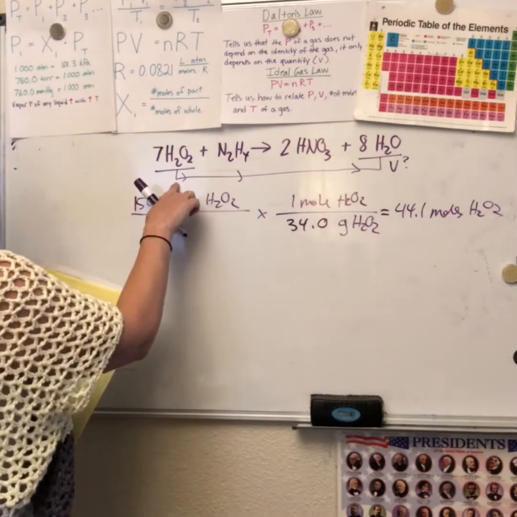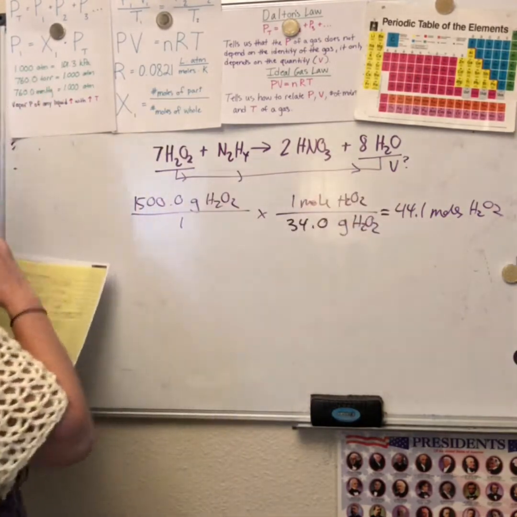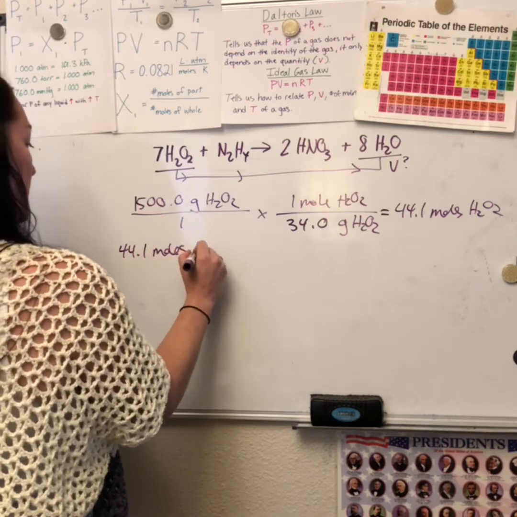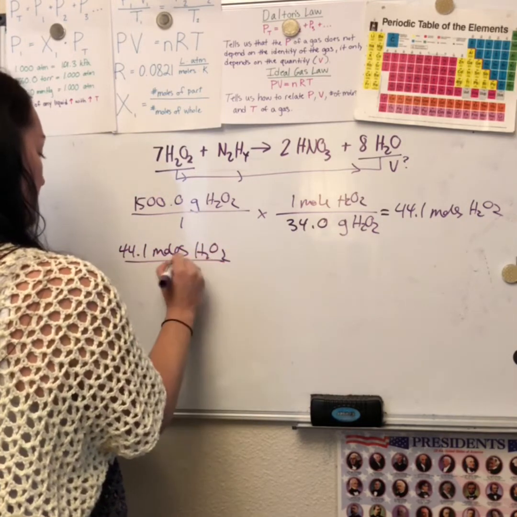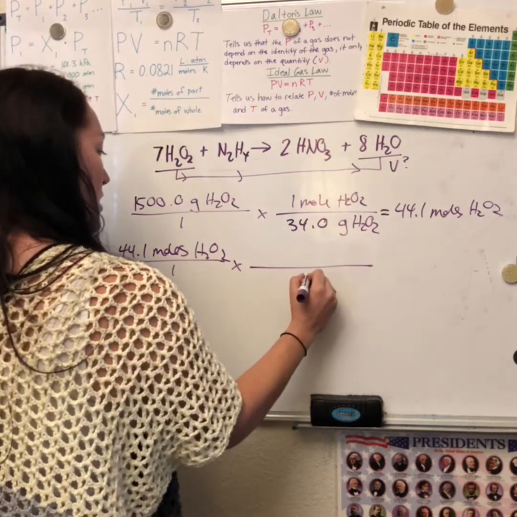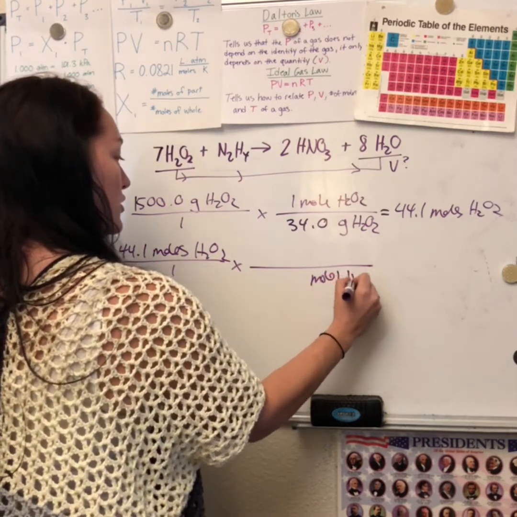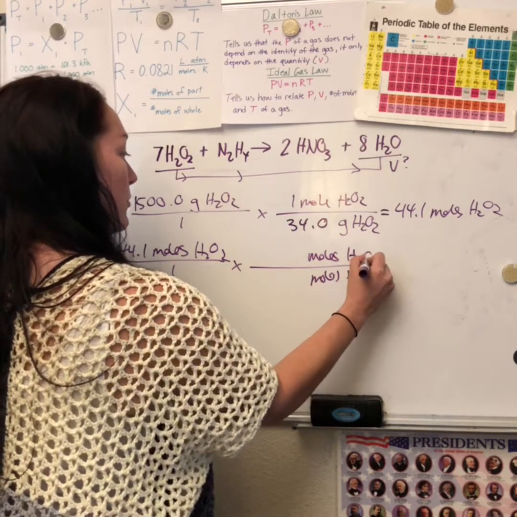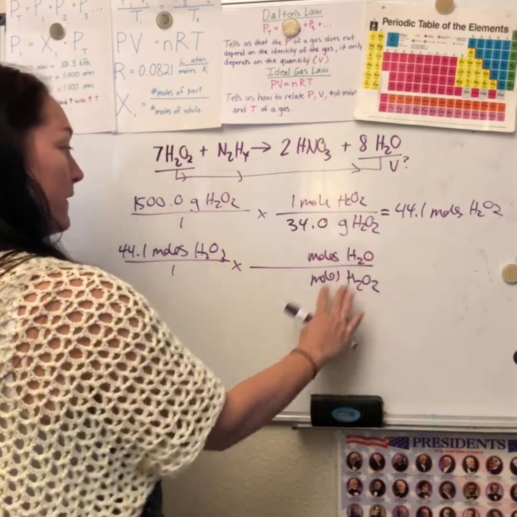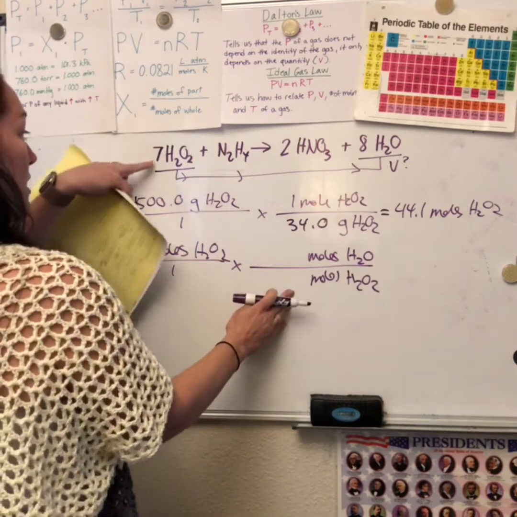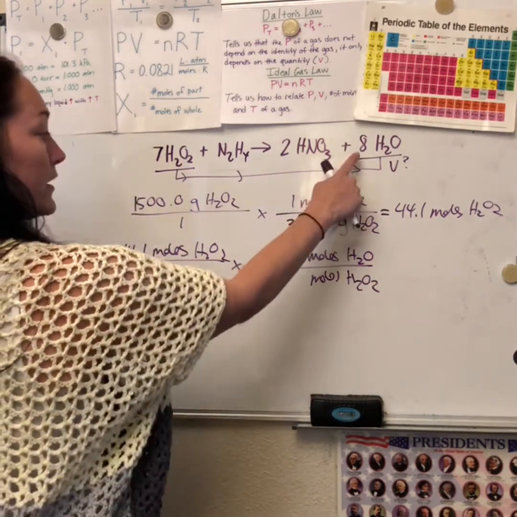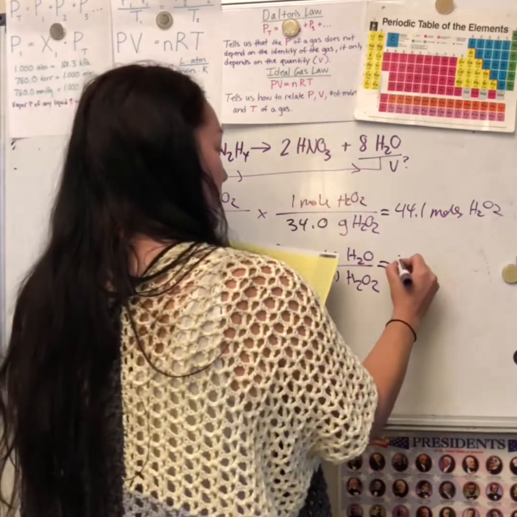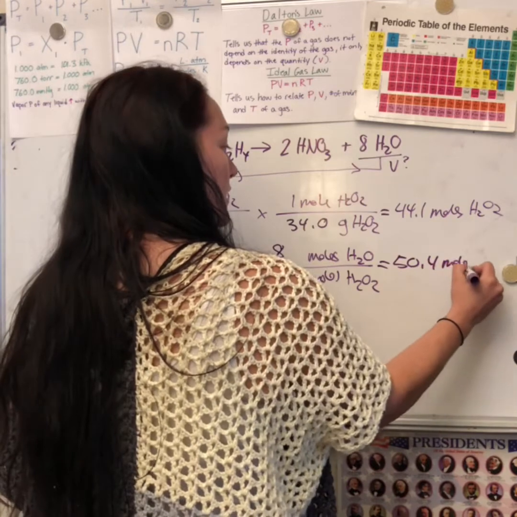Now that I'm at moles here, I can go all the way over here with moles. So 44.1 moles of H2O2. Moles of H2O2. Moles of H2O. Be really careful labeling these. They look very similar. I don't want you guys to get confused. So this one's going to be 7, and over here the coefficient is 8. So I'm going to crunch that out. I get 50.4 moles of H2O.